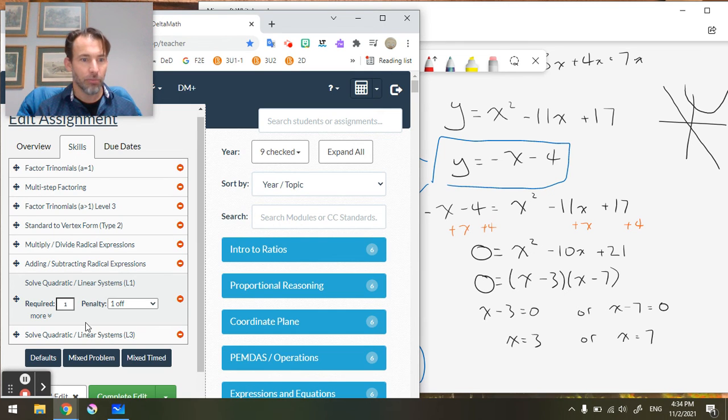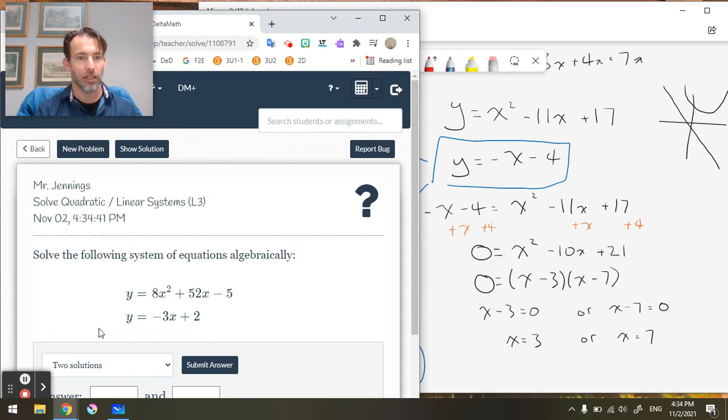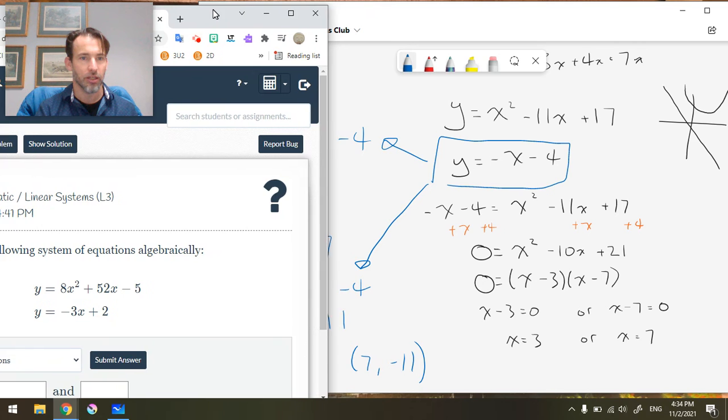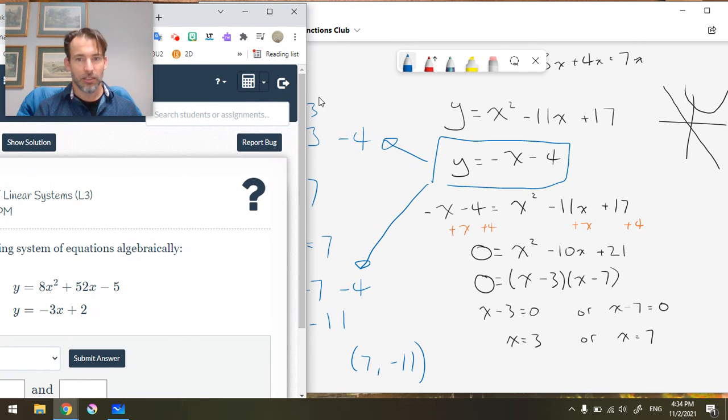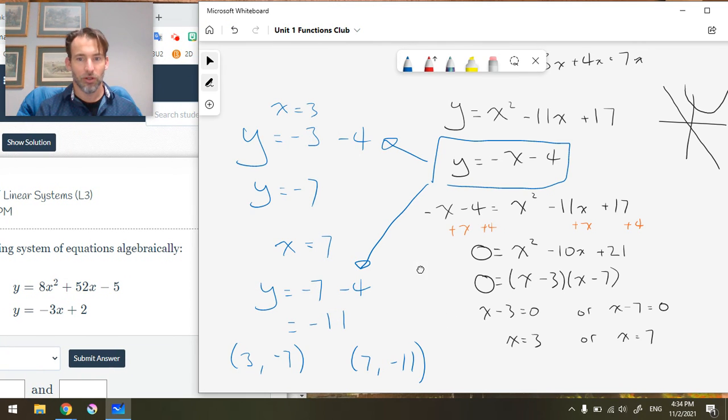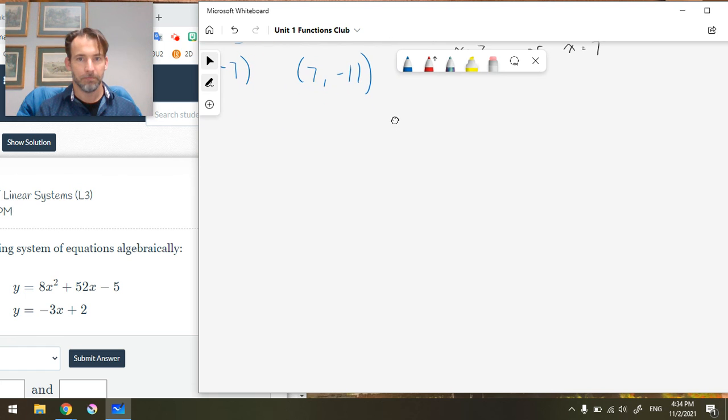Okay, now keep going. Solve quadratic linear systems, level 3. Yes, I gave you more challenging examples to solve and try. These are the hardest questions on this recap test. So let's get ourselves some good whiteboard space here. We're going to work in black because we're back in black here.